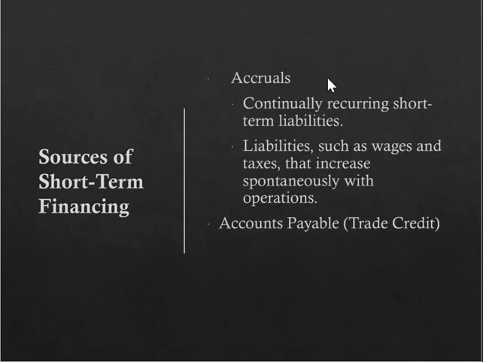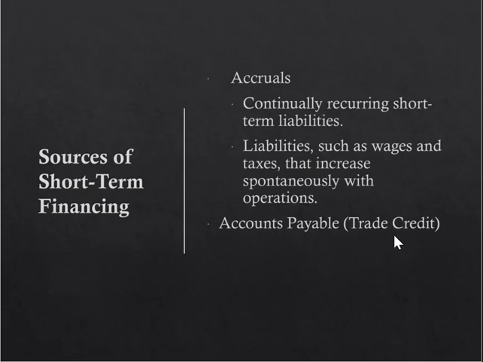Those sources are going to include accruals. That's continually recurring short-term liabilities like payroll, so liabilities such as wages and taxes that increase with operations. Generally you have anywhere from a week to a month to pay them, and so you can use that float. You've got accounts payable, so trade credit.